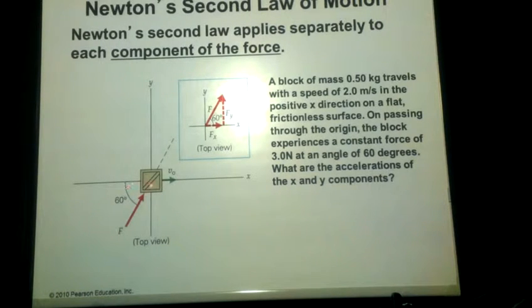It says, on passing through the origin, the block experiences a constant force of 3 newtons at an angle of 60 degrees. So it was maybe just traveling horizontally through the origin, and now all of a sudden it's going to experience a force at 60 degrees, and that force is specifically 3 newtons. It says, what are the accelerations of the x and the y components?